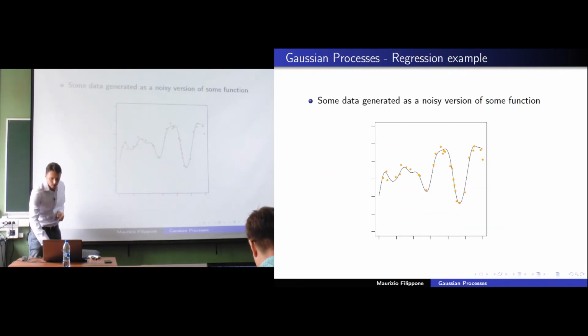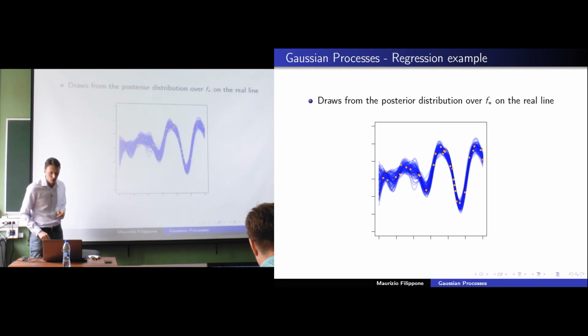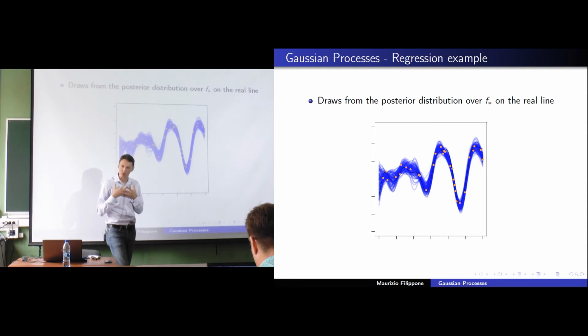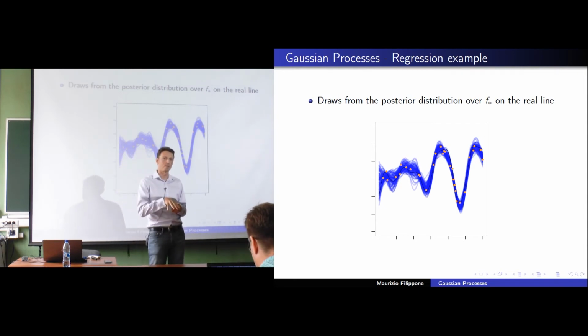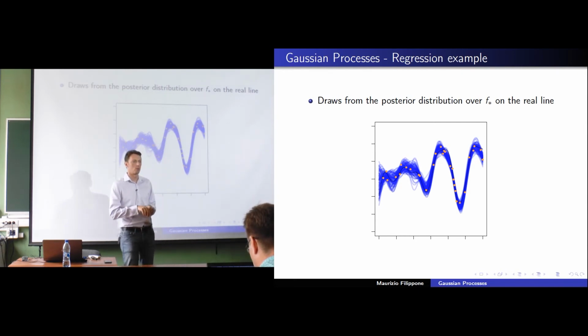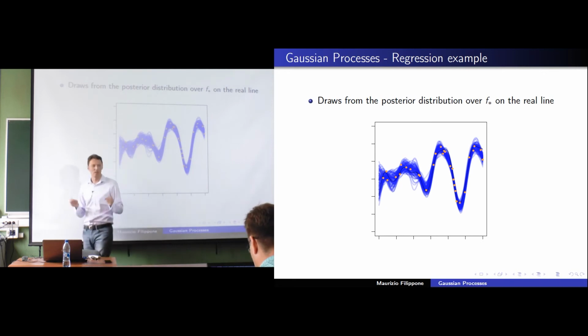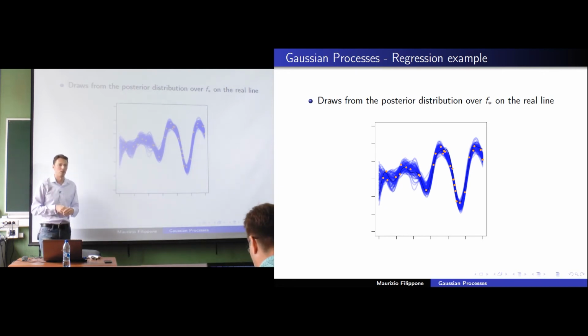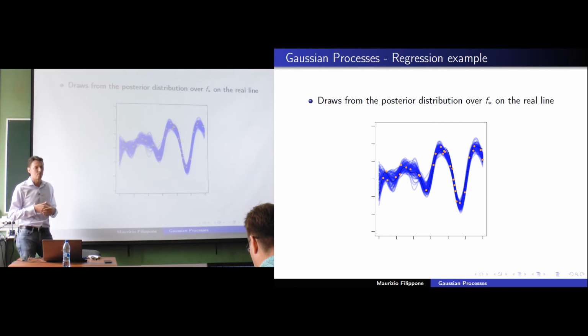And the picture. If you do it, then you get this beautiful picture. What I'm showing here is the posterior distribution over f. I'm showing you all the functions that are somehow compatible with the data we have. So I'm drawing from, if you like, p of f star given data.